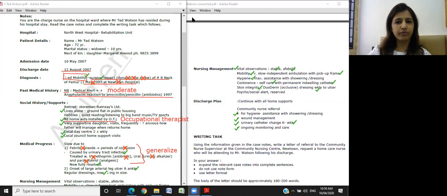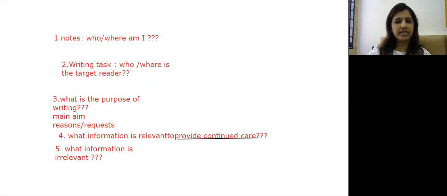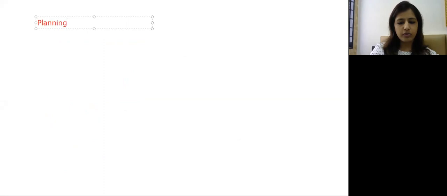okay, so my five-step strategy is now done. Who, where am I? Who is the target reader? What is the purpose of writing? What information is relevant? What is not? Now, next step for me is planning. So what am I going to plan? The paragraph.